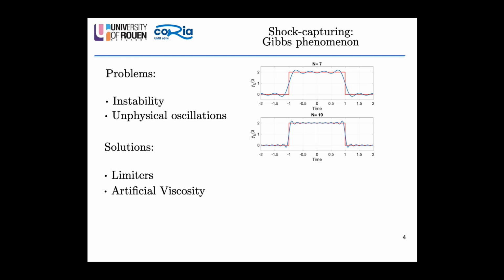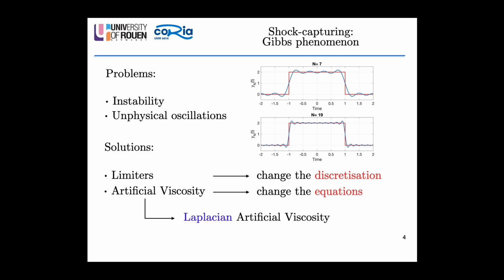In the case of limiters, the numerical scheme is forced to behave essentially linearly close to the shock wave, so there's a change in the discretization. The numerical scheme is modified in order to deal with shock waves. Artificial viscosity techniques, instead, are based on additional terms to smooth out, to regularize, shock waves. So there's a change in the equations themselves. In this first part of the presentation, I will compare two different kinds of artificial viscosity models: classical Laplacian artificial viscosity, and the physical artificial viscosity newly developed during my PhD.